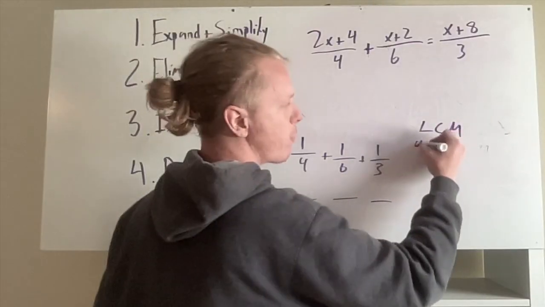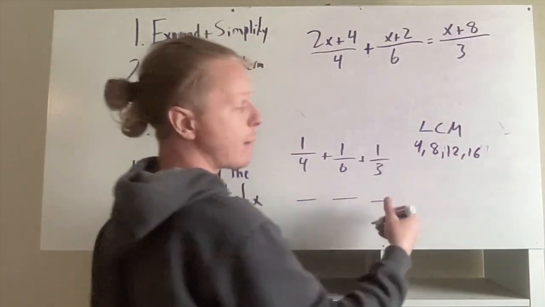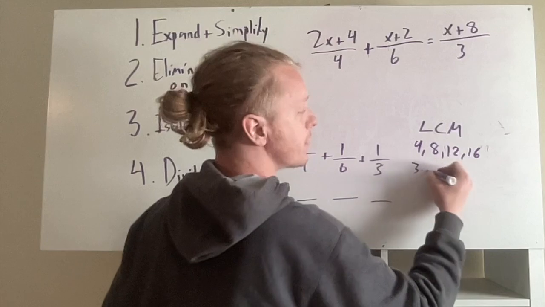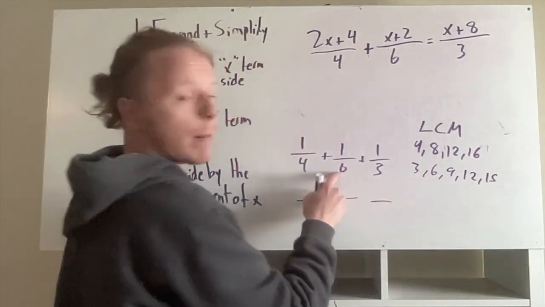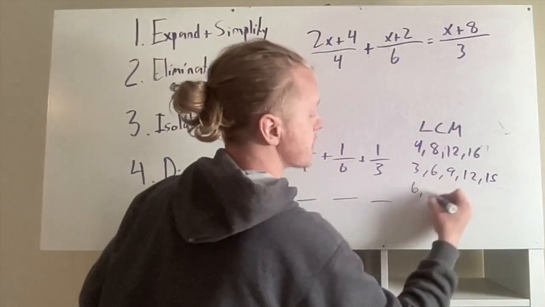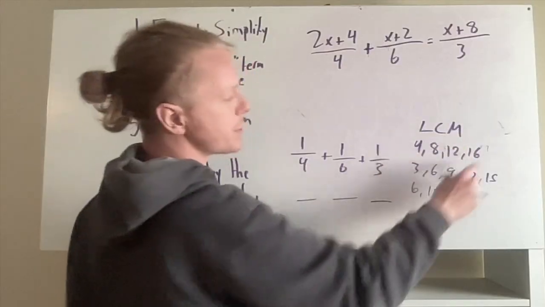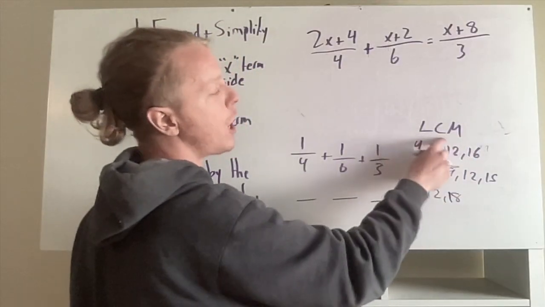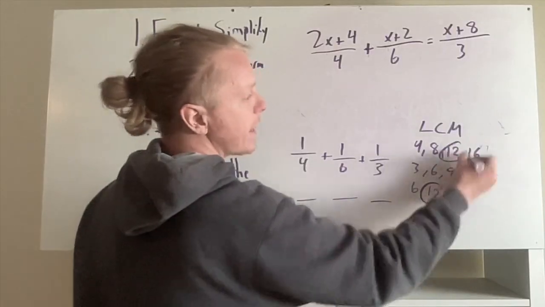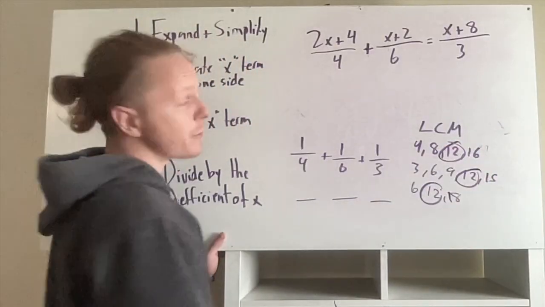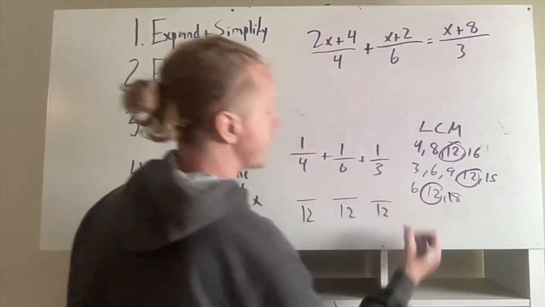Basically, if I think about my 4 times tables, 4, 8, 12, 16, I think about my 3 times tables, 3, 6, 9, 12, 15. I think about my 6 times tables, 6, 12, 18, right? These are all the multiples. We're looking for the lowest common multiple. So the lowest number that is a multiple of all 3 numbers that I see here is 12, right? So we would rewrite these with denominators of 12.